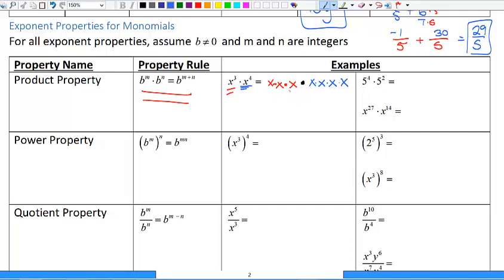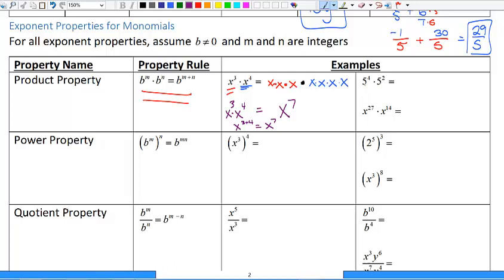So I have 3 x's being multiplied, multiplying 4 x's being multiplied. So really, a short way of writing this would just be 7 x's being multiplied. So what is a fast way of doing that to get from x to the 3 times x to the 4 to x to the 7? Well, the fast way of doing it is just to add 3 plus 4. Okay? So that's why the rule works.